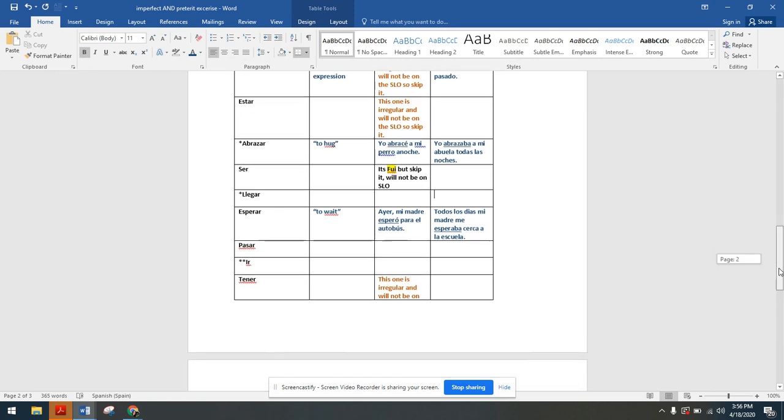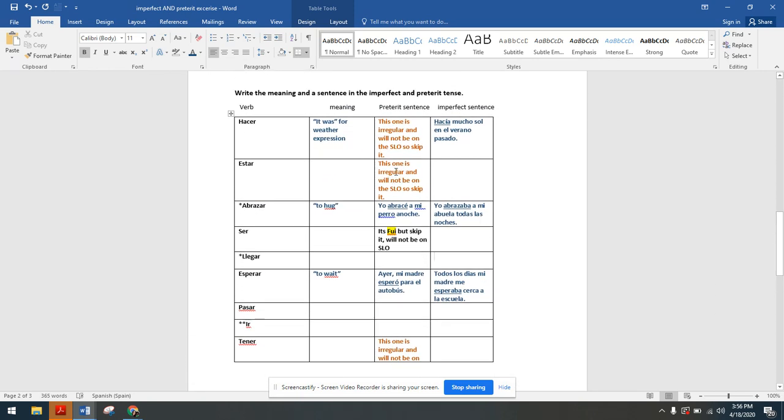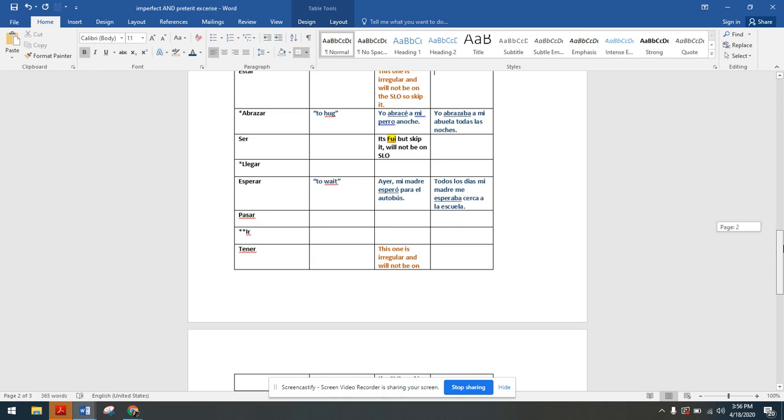All right, locos. So let's try another one. Let's see. Estar in preterite, don't even go there. But what is it in imperfect? Estar is an AR. So what do we do with an AR verb? Estaba. Okay, now just write me a sentence. So see what I mean? So these aren't so bad.